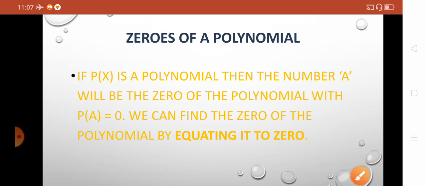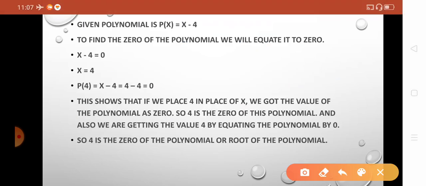Let us take an example. Suppose you have a polynomial p(x) is equal to x minus 4. To find the zero of the polynomial, we have to equate it to 0. So we put x minus 4 equals 0. From here we get x is equal to 4. So what does it mean? Whenever you put x equal to 4, the polynomial will become equal to 0. That means 4 is the zero of the polynomial.